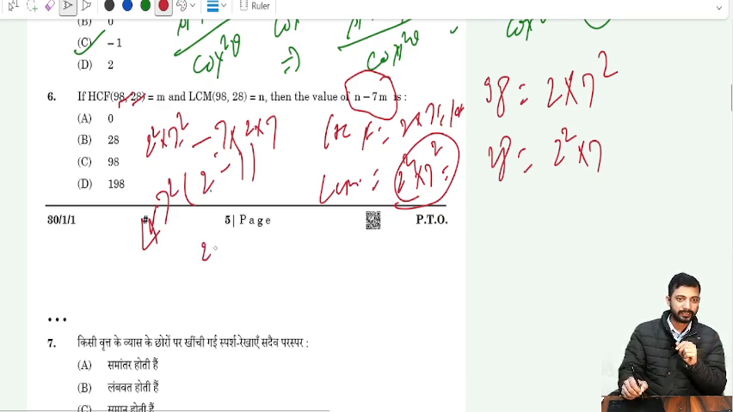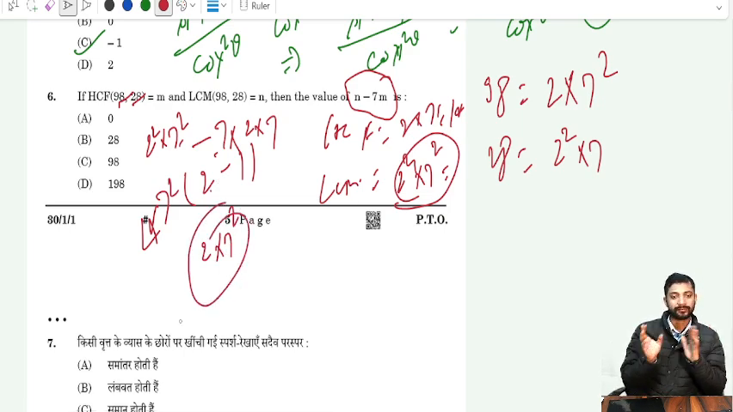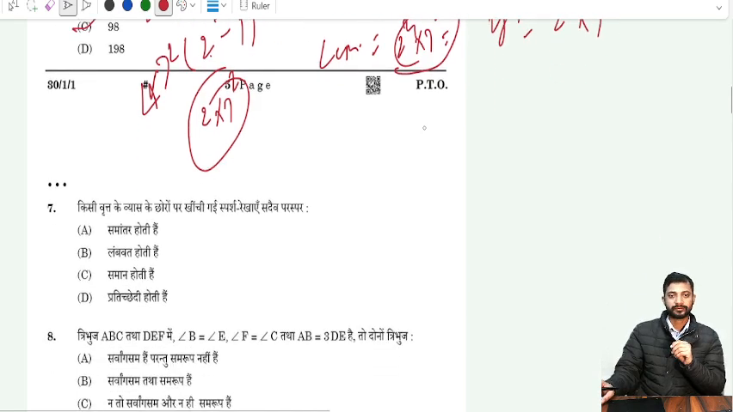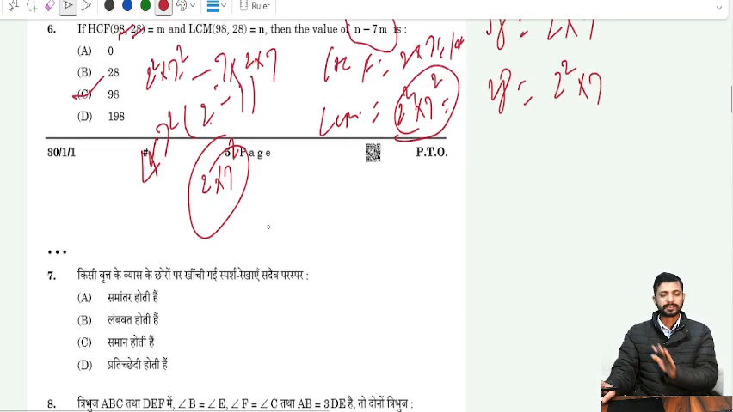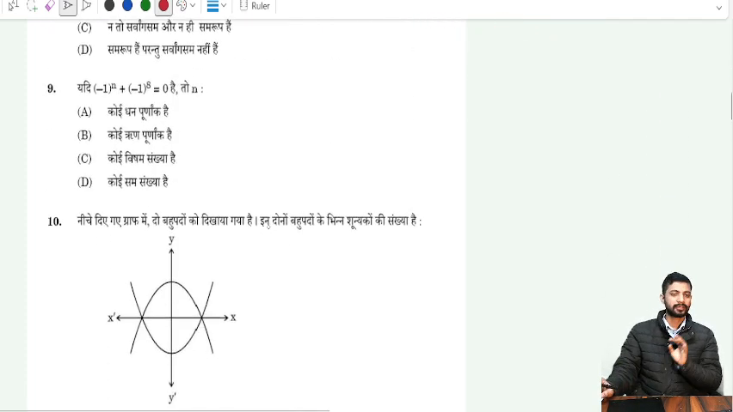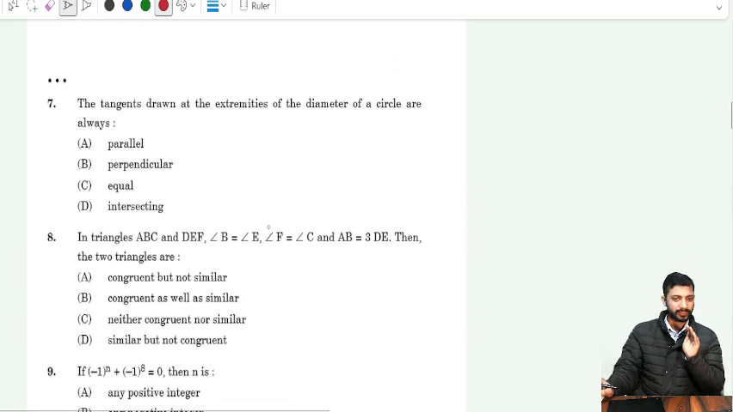So the correct answer is 2 into 7 square. 7 sevens are 49, 49 twos are 98. So the correct answer is option number C, 98. Go for the next question. For this type of MCQ question, just do rough work, find the correct answer, and solve it, putting the mark, the correct question with the correct option.